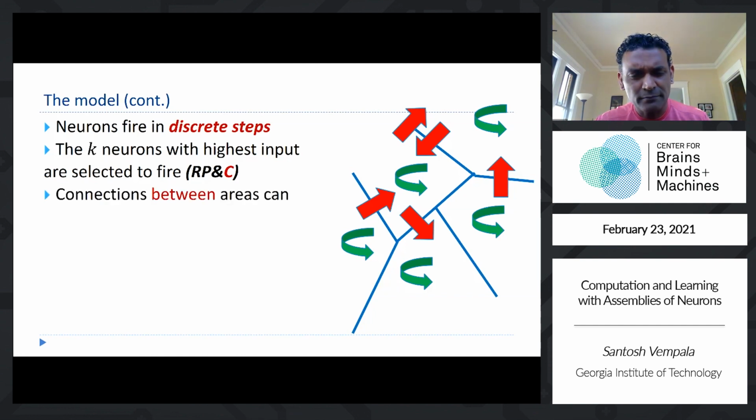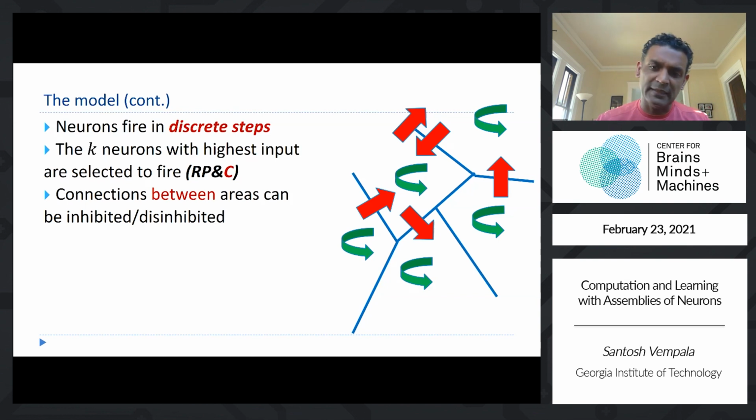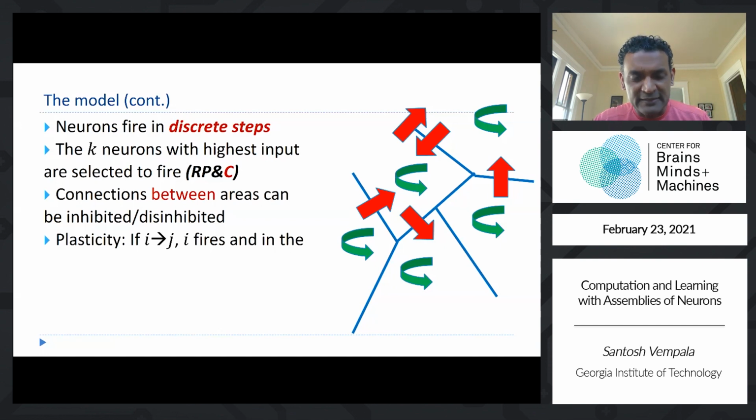The connections between areas are allowed to be inhibited or disinhibited, meaning you can declare that from A to B, it's blocked for now, or it's open again. And finally, we have plasticity, which we'll model in the simplest Hebbian version. So if there is a synapse from i to j, and i fires, and then in the next step, j fires.